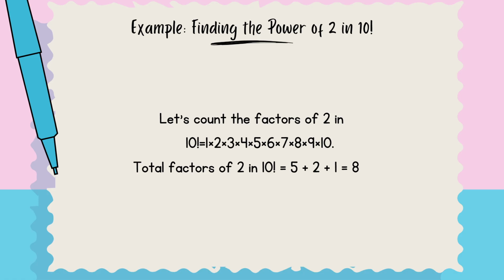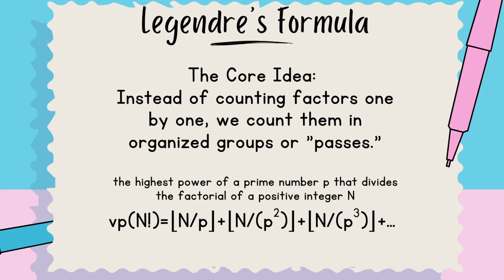By grouping we can make the problem easy. That is Legendre's formula. The core idea is, instead of counting the factors one by one, we count them in organized groups or passes. So the solution is, the highest power of a prime number p that divides the factorial of a positive integer n is the floor value of n divided by p plus floor value of n divided by p square, and so on.